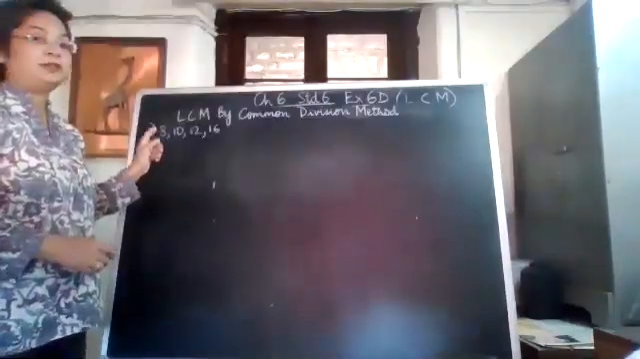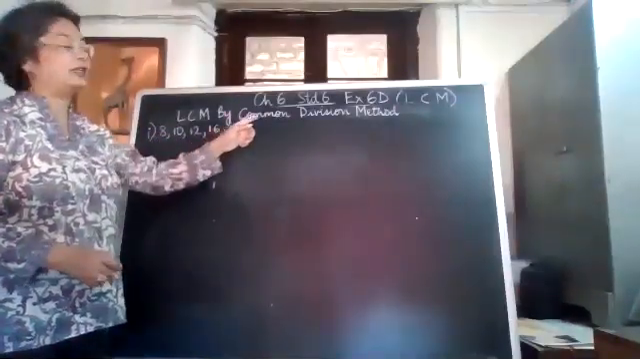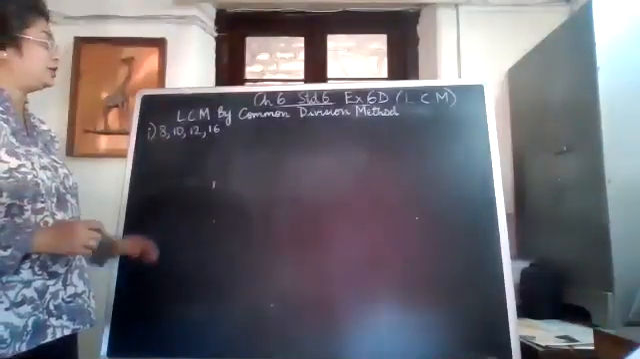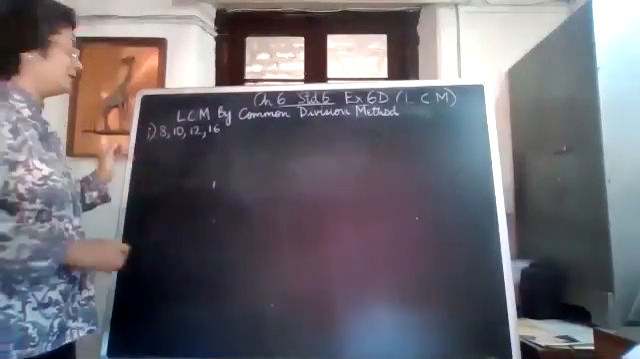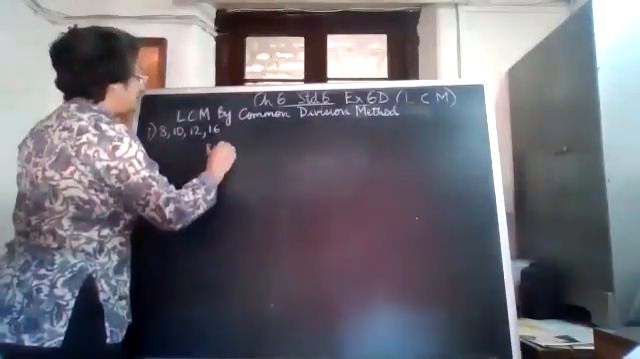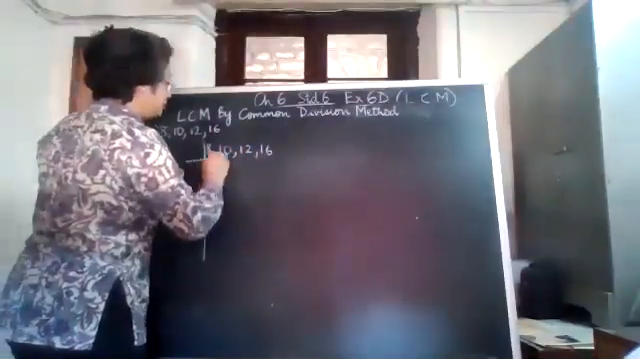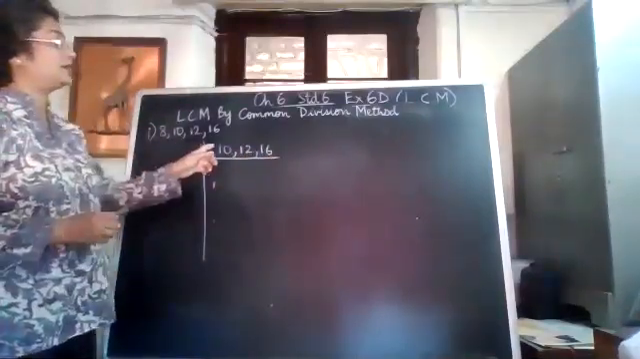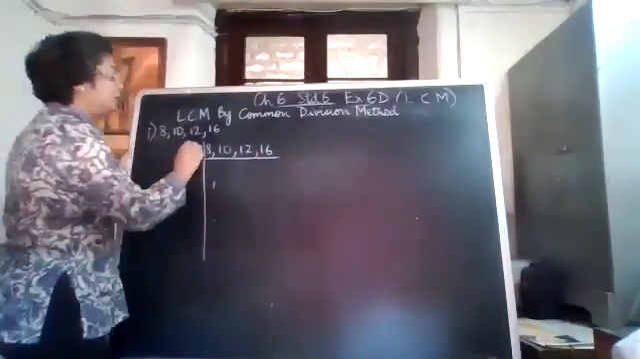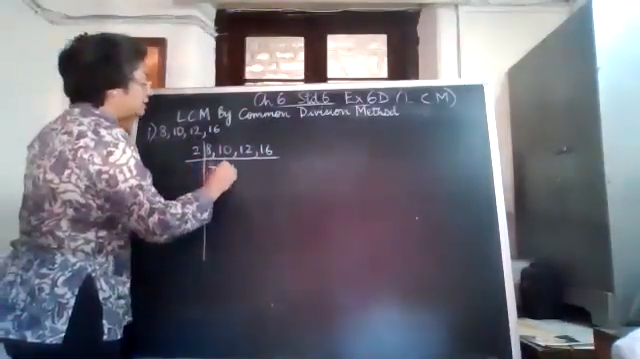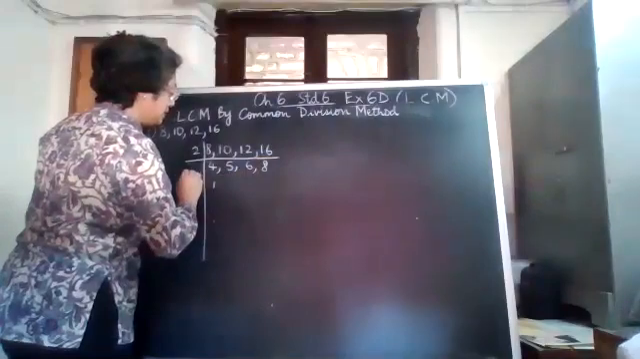This sum: find the LCM of 8, 10, 12 and 16 using the common division method. Now in common division, I will take all the numbers together. I will not do separately like the first method. So I will first put the numbers neatly. And I will see the first test that I know, 2. Most of these numbers are even numbers. So I will start with 2. 2 4s are 8. 2 5s are 10. 2 6s are 12. 2 8s are 16.